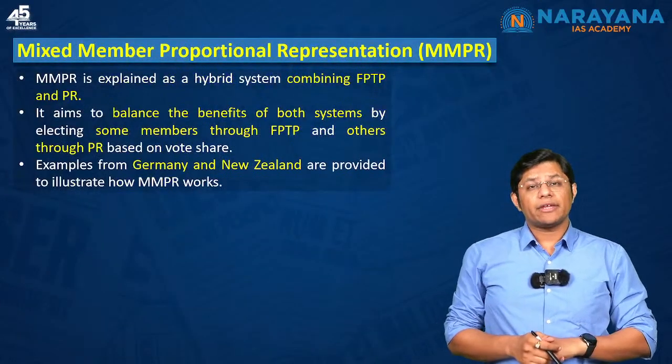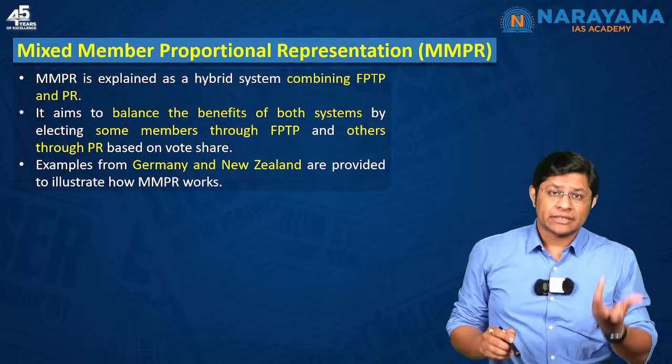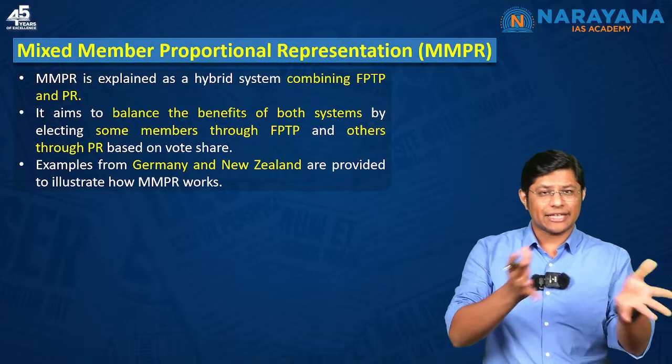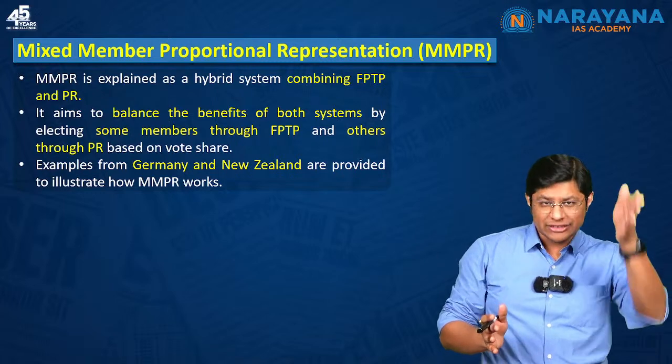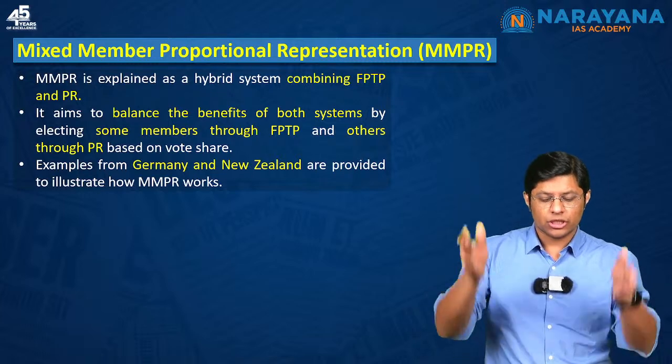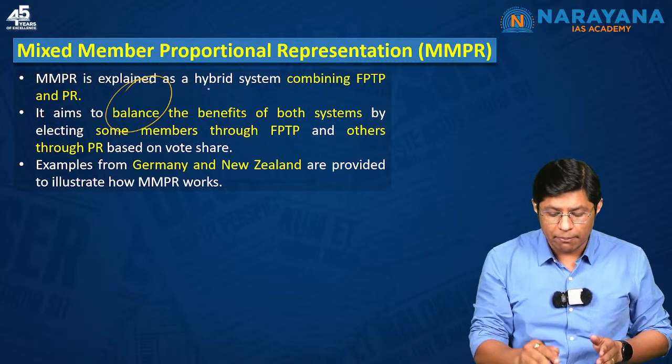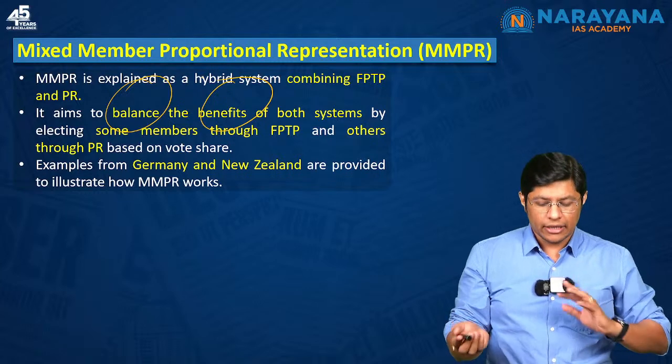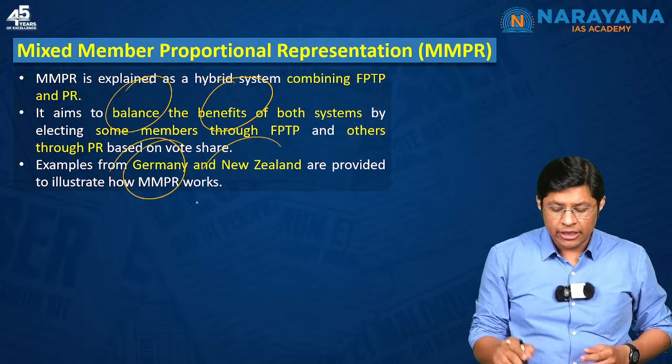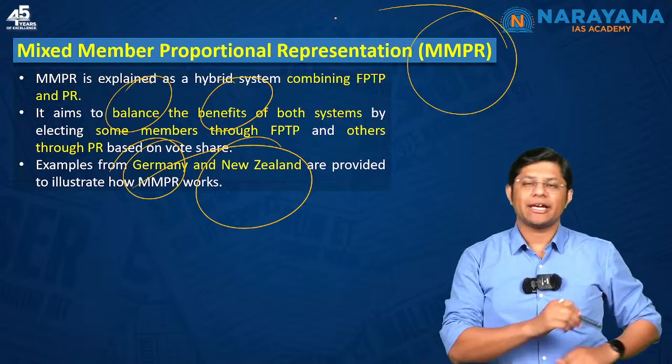And then we have the mixed member proportional representation. Now this is a blend. This is actually a hybrid model of both the first past the post system and proportional representation. It aims to balance the benefits of both systems, right? For example, countries like Germany and New Zealand practice the MMPR system.